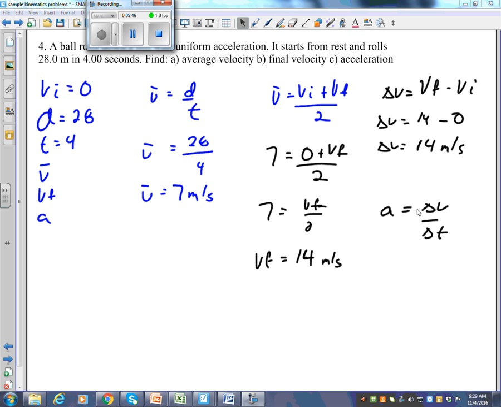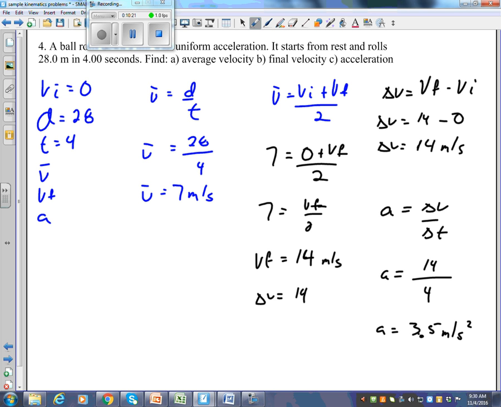Yes, if you know that it's 0, I'll probably allow you just to go delta V equals 14, right? Like, what I'm saying is you don't have to show this if you know the VI is 0. Everybody knows when you subtract 0, nothing changes. Okay, now I got to do this step, right? So A is equal to delta V, which is my 14. My time was 4 seconds, so my acceleration is 14 divided by 4, which is 3.5 meters per second squared.